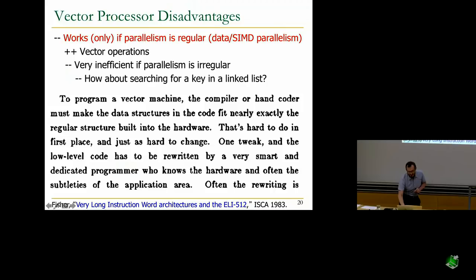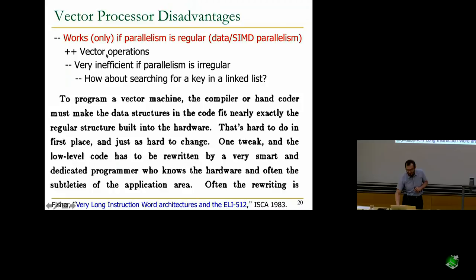Now, that's hard to do in the first place and just as hard to change. Just as hard to change means if your hardware changes a little bit, you need to change your program to get the best parallelism. One tweak to the hardware, and the low-level code has to be rewritten by a very smart and dedicated programmer who knows the hardware and often the subtleties of the application area. This actually is still relatively true, and that's the disadvantage of a vector machine. If your parallelism is regular, you can exploit it well.